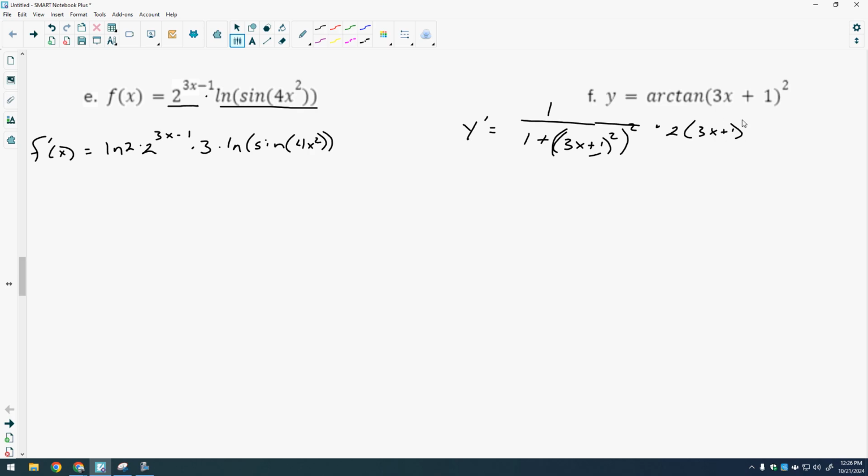2 goes in front, decrease the exponent by 1. Times that by the derivative of the inside function, which is a 3. And again, this can come up on top, do a little rearranging, but I don't need to.